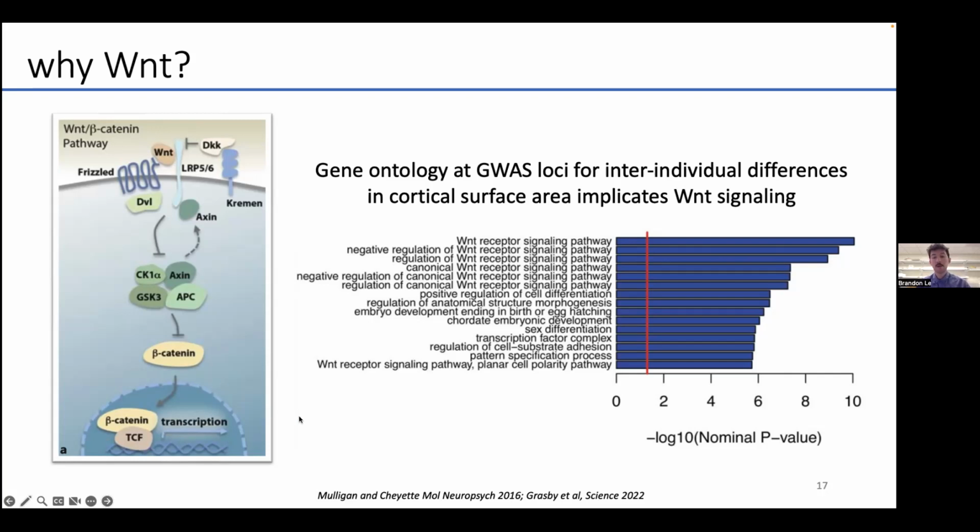And we thought the Wnt pathway would be a really good one to study for a number of reasons. And one is that if you look at GWAS loci for differences in cortical surface area, similar to that first Manhattan plot I showed you, if you look at the genes that surround those loci and you run them through a gene ontology analysis, you can see that some of the most enriched categories are Wnt receptor signaling type things. So that's one piece of evidence that Wnt seems important for the surface area of an adult brain.